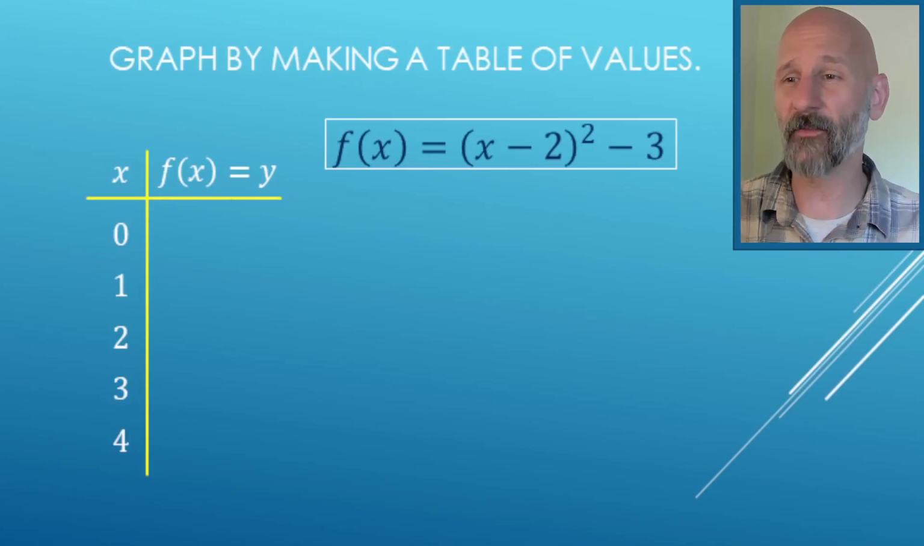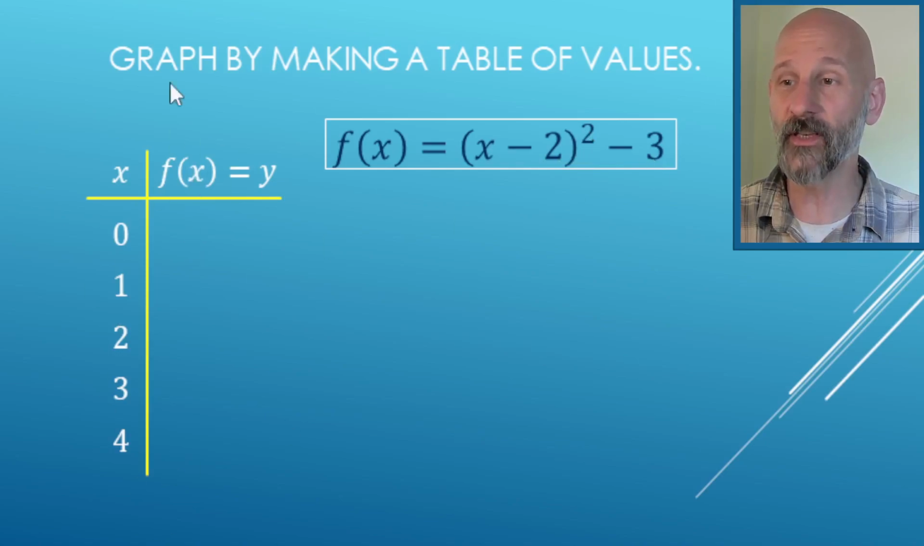So here we're going to graph f of x equals (x - 2)² - 3 using a table of values. So to find the y value here, we're going to replace the x value in our function with 0. So here we go. So instead of an x, we have a 0.